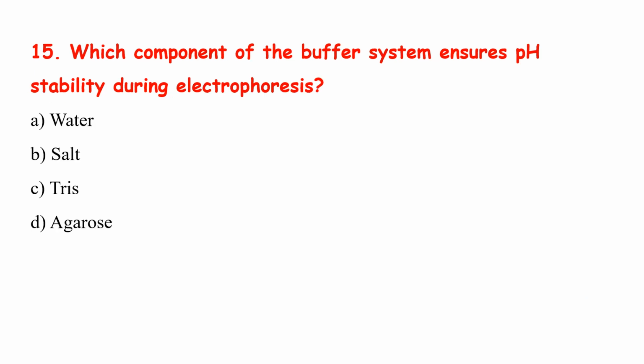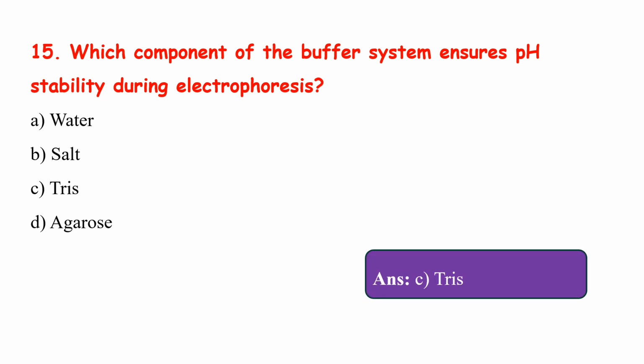Which component of a buffer system ensures pH stability during electrophoresis? Water, salt, tris, agarose. The correct answer, tris.